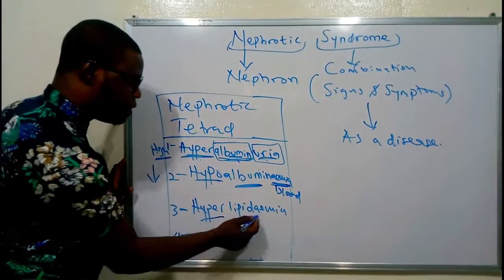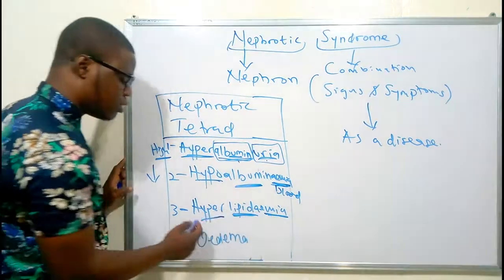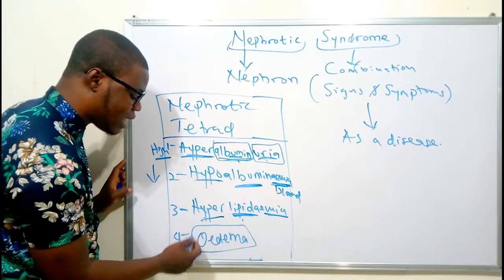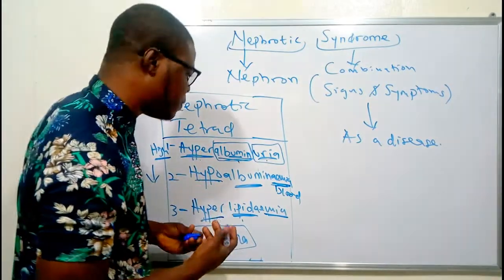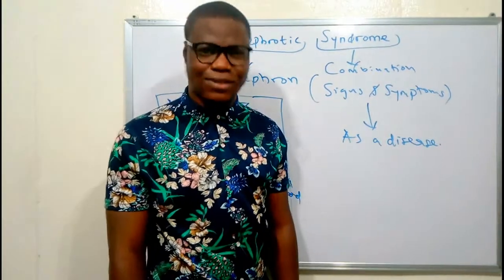Now, hyperlipidemia, this word lipid denotes fat. So, emia is blood. So, this is high lipid in blood. And lastly, edema is just the accumulation of fluid in the tissue space. So, I'm going to clean the board and we'll talk about albumin. So, stay tuned.